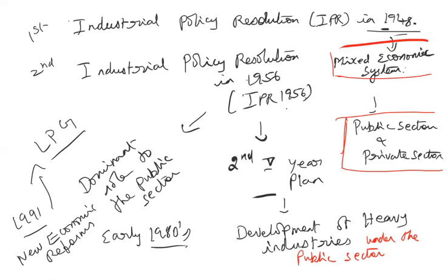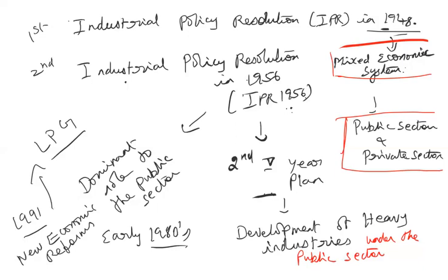And again, in 1956, the government announced the second industrial policy resolution, coinciding with the commencement of the second five-year plan, which gave importance to the development of heavy industries. Through the IPR 1956, the government wanted to establish all the heavy industries under the public sector. So from that time onwards, the share of the public sector in the GDP started increasing.